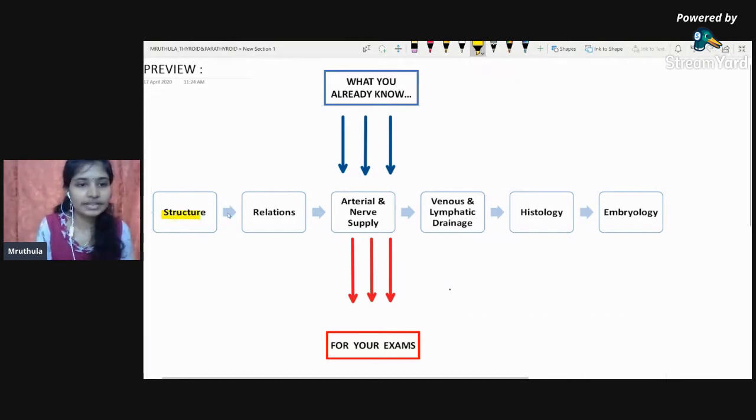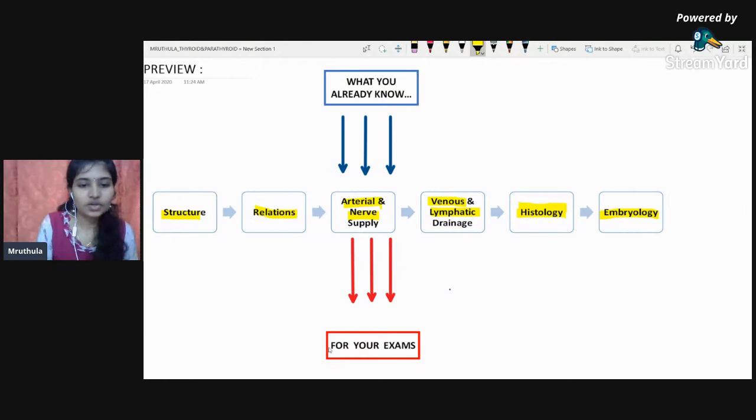Then we will see about the relations of the gland. Then we'll see the arterial and nerve supply. Then we'll see the venous drainage and the lymphatic drainage. And we'll also discuss about the histology of thyroid gland. While discussing about it, I will help you guys to know how exactly we should draw an H&E diagram of the histology of thyroid gland. And finally, we'll see about embryology.